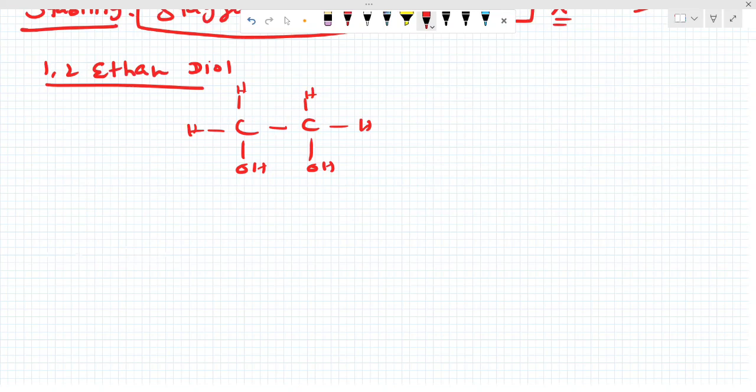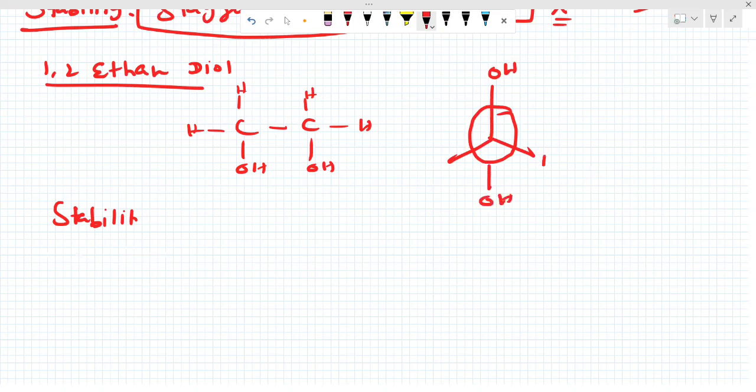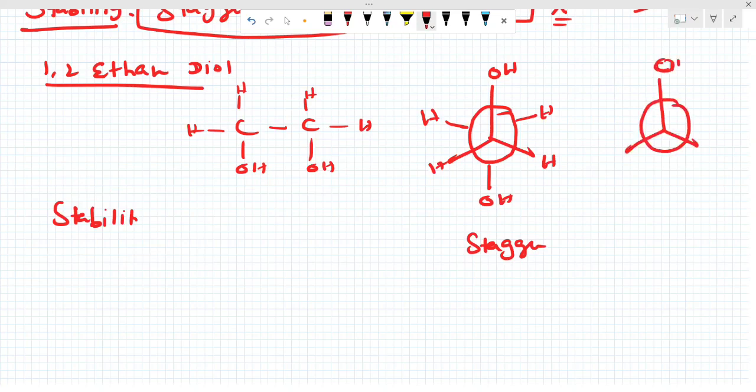But in this structure, which is more stable? Please note the stability order. I will draw 2 extreme structures. One is the staggered form: here OH, here also OH, here H, here H, and here H. This is the staggered form. Now I will draw the skew form, that is called the gauche form. Here OH, here also OH, here H, here H, here H. This is the gauche form.